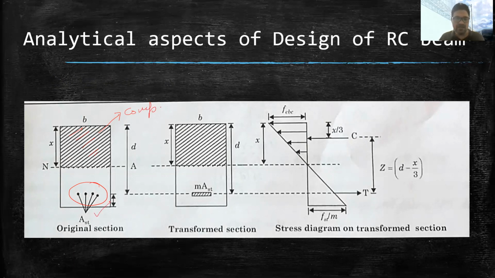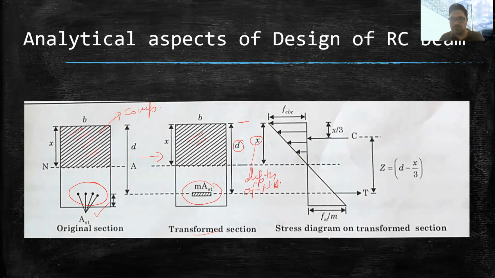So this is the actual part, and this is the transformed part. You can see that all the hatched part is active, and this equivalent area is also active, which is why it is also hatched. The area of this equivalent part will be m into AST. We have seen how to find this m into AST. B is the width of the beam, D is the effective depth of the beam, and there is another parameter mentioned here, which is X. X is called the depth of the neutral axis, the depth of the NA from the topmost fiber of the beam.